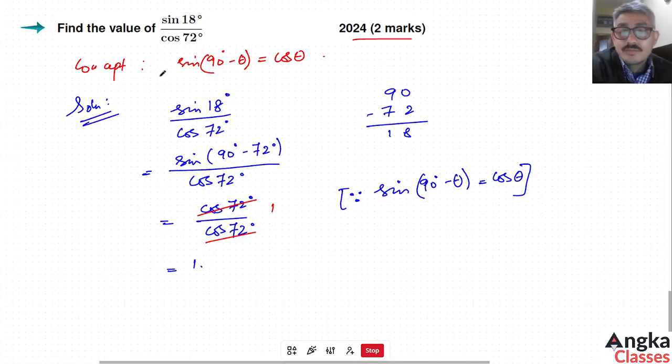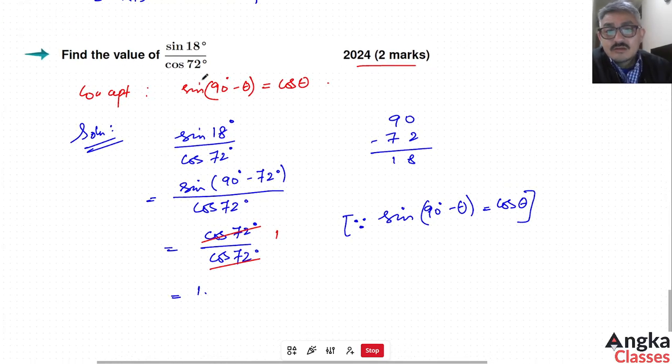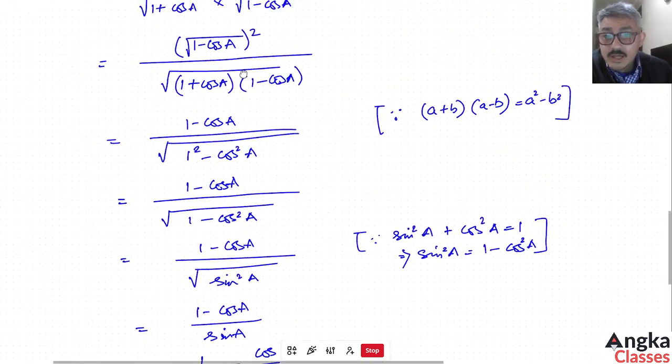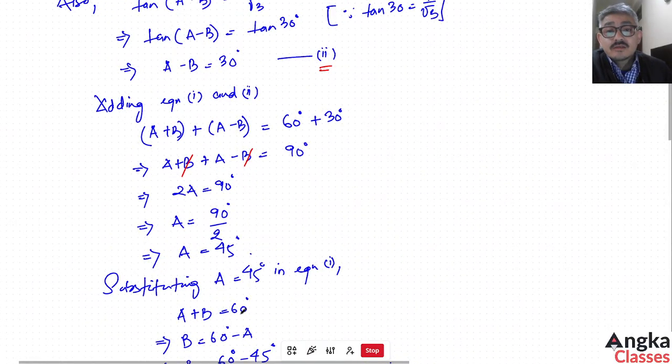So this is how you can solve this question. With this, we complete the 2 marks session of trigonometry. From the next session onwards, we will deal with 3 marks questions.